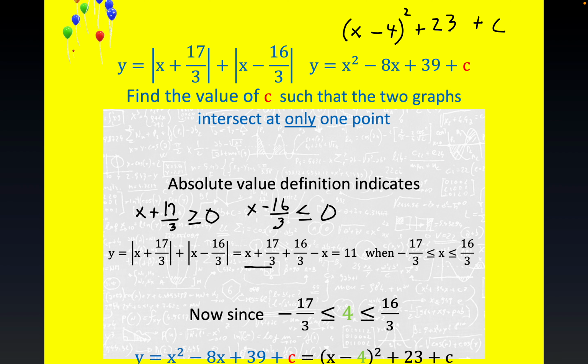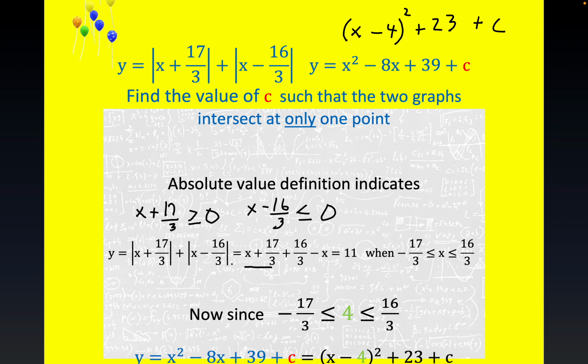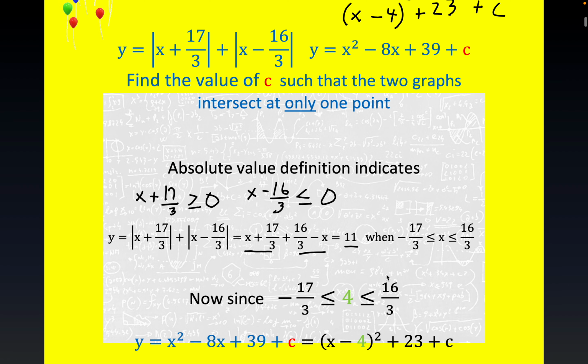And so remember the definition of absolute value. If the input argument, which is what x minus 16 over 3 is, is negative, we have to apply a minus sign to it. And that's why you see how it got reversed here to 16 thirds minus x. We again appeal to the absolute value definition. Now, of course, the x's do cancel out, and we get 11. And so we know that this entire expression is just a flat line between these values, minus 17 over 3 and 16 over 3. And 4 is between there.